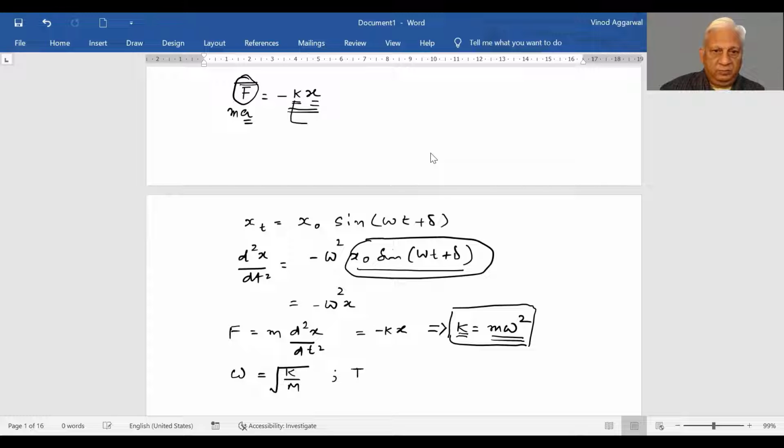Now we also, what is time period? Time period is the time taken to cover 2 pi radians with the angular velocity omega. This is nothing but 2 pi by omega. We substitute from here. So this is our time period. This is another relationship.